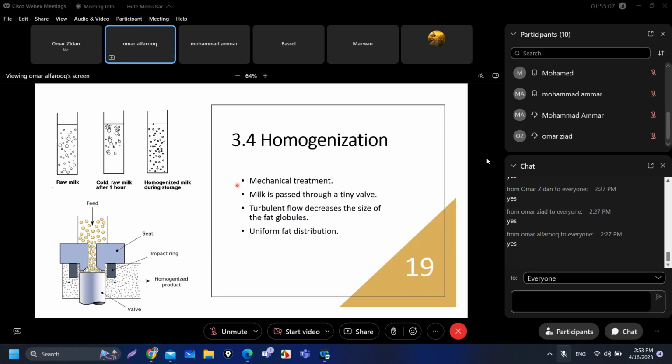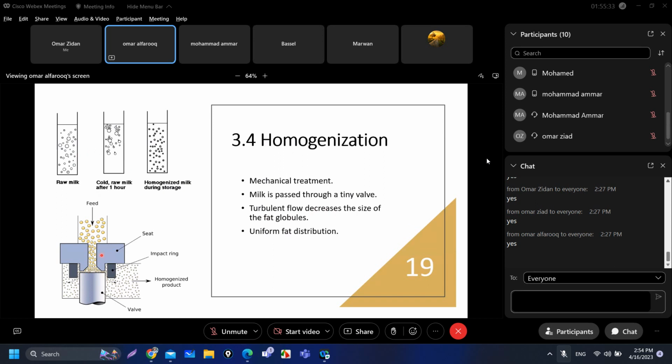Now, after separation, we have the homogenization step. Homogenization is basically a mechanical treatment where milk is passed through a very tiny orifice, as you can see here. This is the initial milk. It will be passed through a very tiny orifice. Okay. By doing so, an instant turbulent flow will be initiated, which will decrease the size of the fat globules. These are the fat globules.